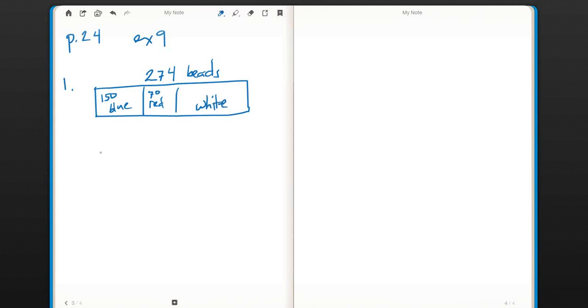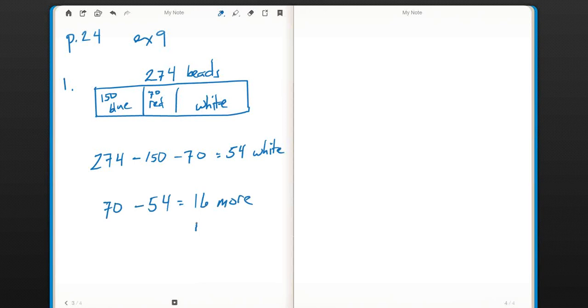So, especially from the picture, it's pretty clear that I have 274 altogether, and if I subtract the ones that I know are not white, the 150 that are blue and the 70 that are red, I can subtract those and come up with the fact that there are 54 white beads. Now the question, always go back and make sure you're answering the question that's being asked, is how many more red beads than white beads are there? So if there are 70 red beads and 54 white beads, then there's 16 more red than white.